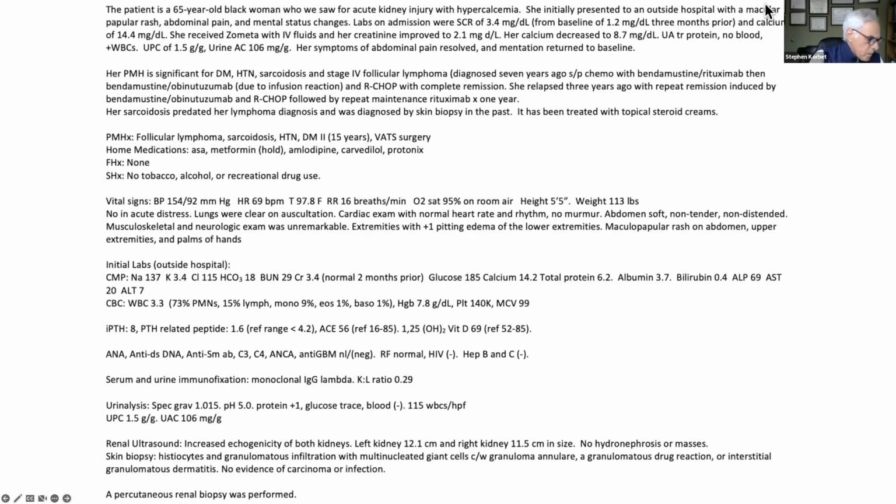Interestingly enough, the ACE level is normal and the 1,25 vitamin D level is normal. And so you would expect the 1,25 vitamin D level to be high if we're thinking that some granulomatous disorder is causing her hypercalcemia. And it's not only isolated to sarcoid. People that do subcutaneous injections and get granulomas.